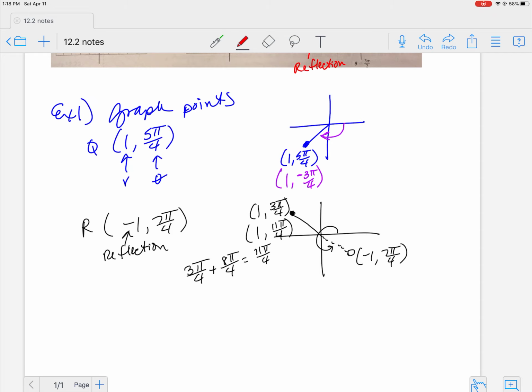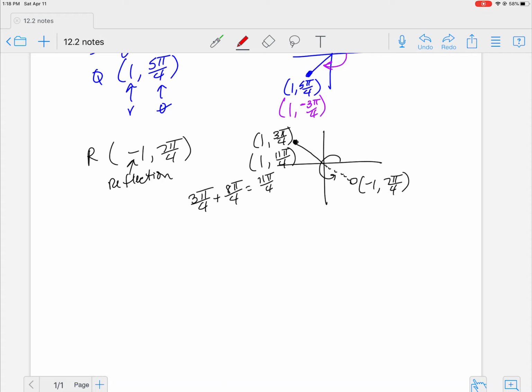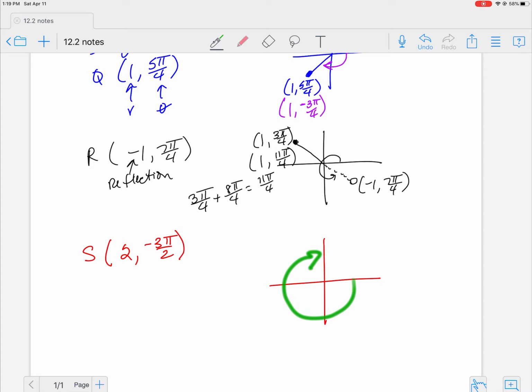Let's go red. We're getting all colorful. If I have a point S of 2 and -3 pi over 2. Where's -3 pi over 2 going to hit? Going in the clockwise direction, and it's going to send it right up here to -3 pi over 2. Because it's going to hit it right up there. So this is the point 2, -3 pi over 2. What is that point also? Yeah, pi over 2.